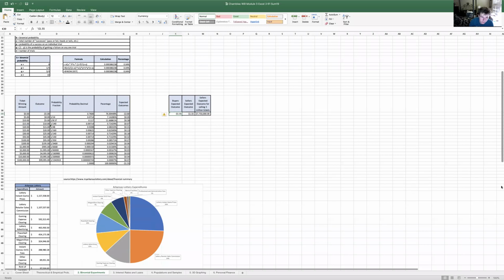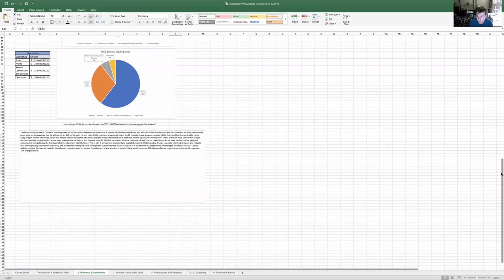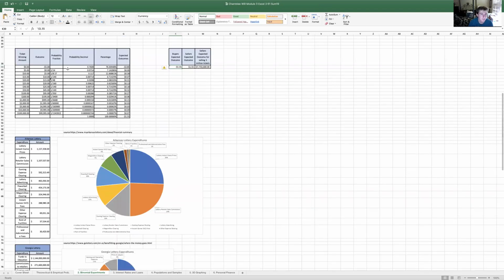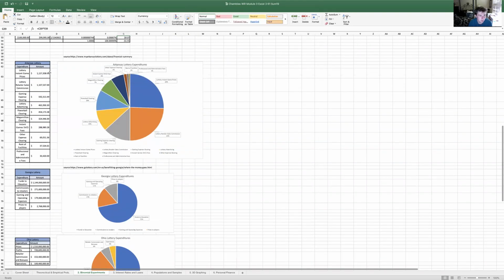We dug deeper into what the lottery was, and again on this chart just to show you my formulas. The sum of the percentage is just the sum of F40 all the way through F53, and then the expected outcome is just timesing the outcome and the percentage, I believe, to get your expected outcome. Okay, yeah, so we looked at the lottery.